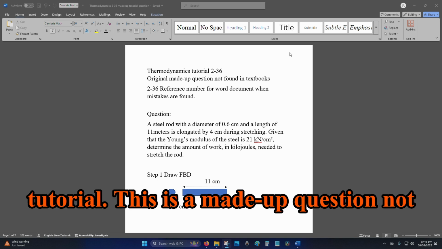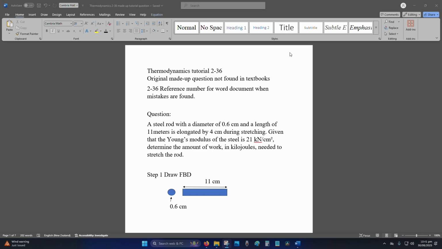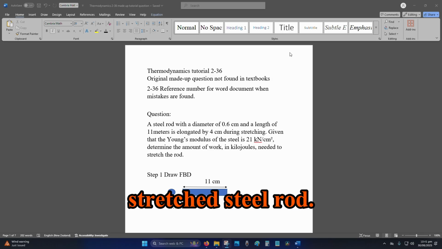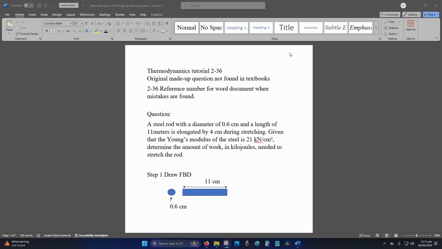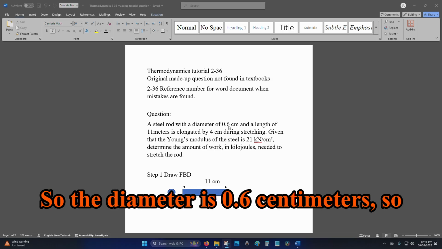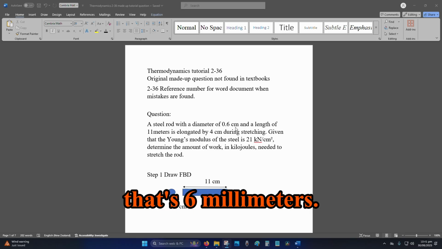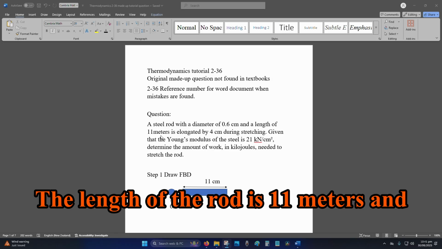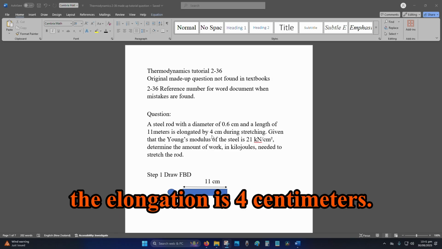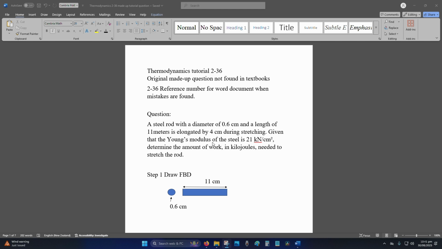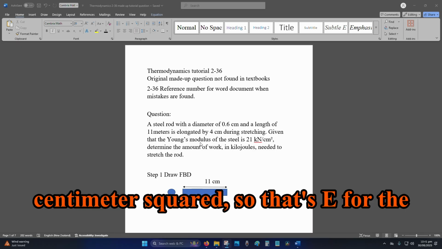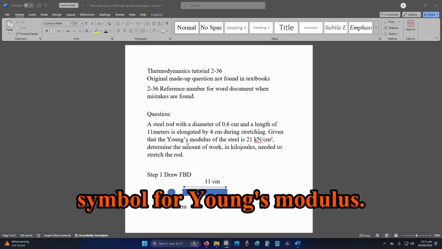This is a made-up question not found in your textbooks. So we want to find the work for the stretched steel rod. The diameter is 0.6 centimeters, so that's 6 millimeters. The length of the rod is 11 meters, and the elongation is 4 centimeters. The Young's modulus is 21 kilonewtons per centimeter squared, and E is the symbol for Young's modulus.